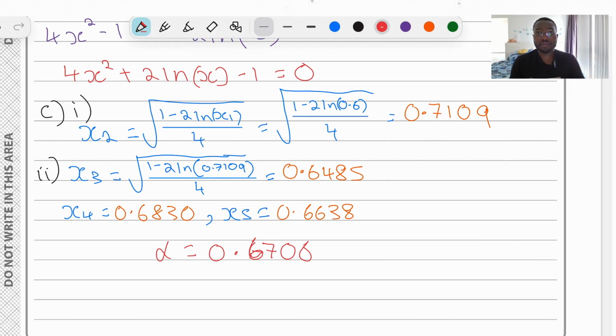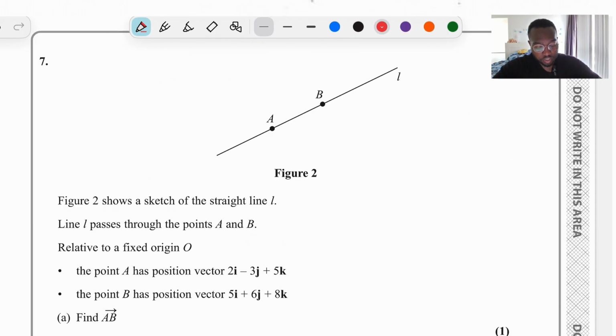Okay, so for this question, we have this figure. It shows a sketch of the straight line L. We have line L passing through the points A and B, and relative to a fixed origin O, point A has this position vector here, point B has this position vector. We need to find the vector AB, okay?